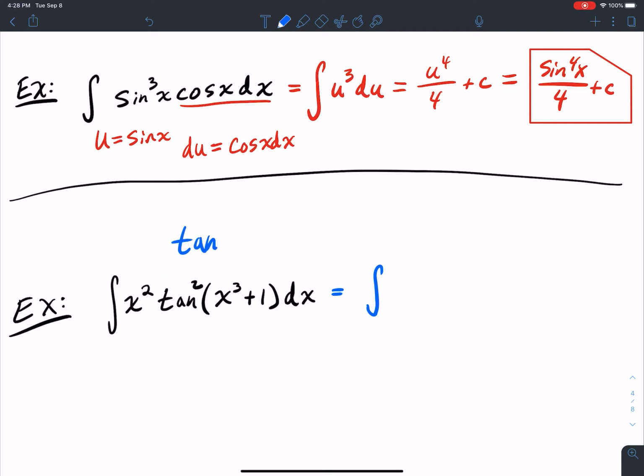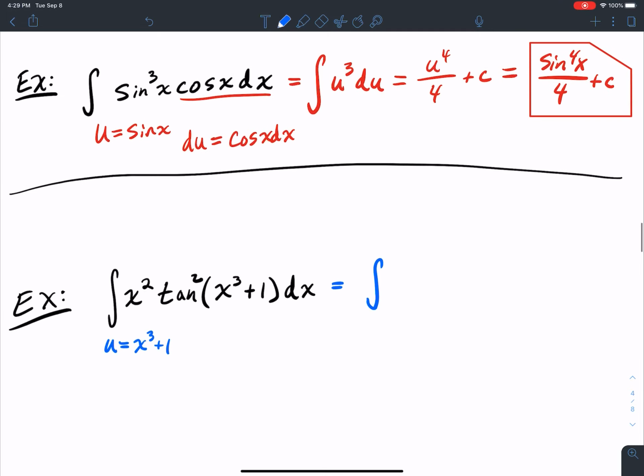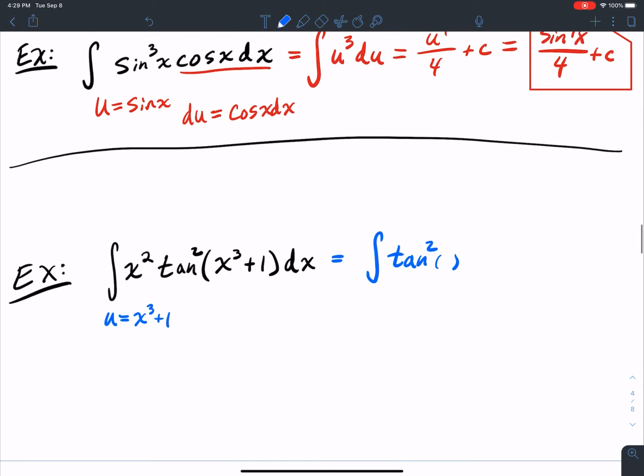So my inside function here, you might be tempted to say the inside function is the tangent of x cubed plus 1. And you could do that, but you're going to get a really complicated du. So let's try to go even more inside than that. Let's pick u equal to x cubed plus 1. Why do I pick that? Because I see an x squared and a dx here. So I'm thinking, I know the derivative of x cubed is a multiple of x squared. So that's my idea there.